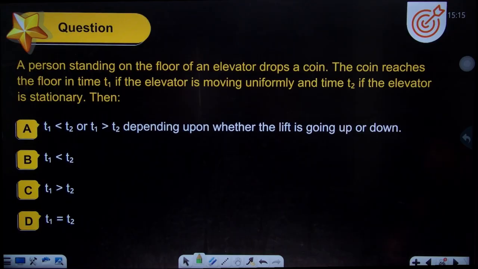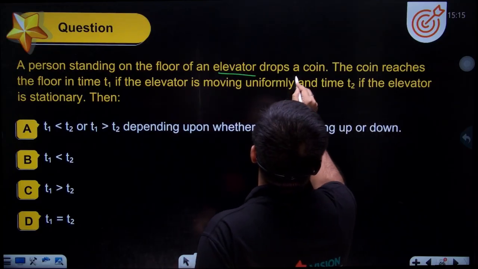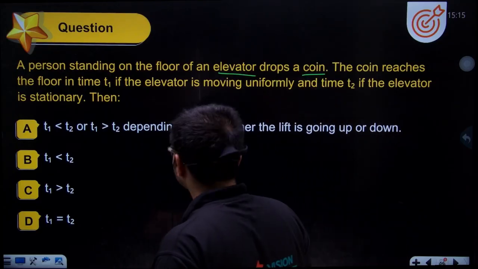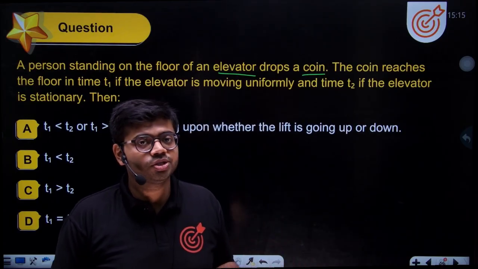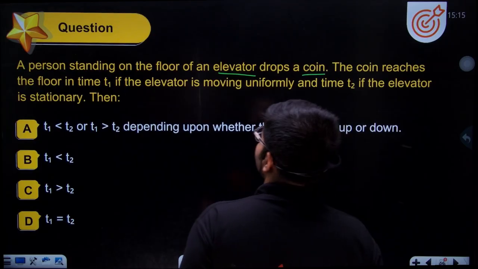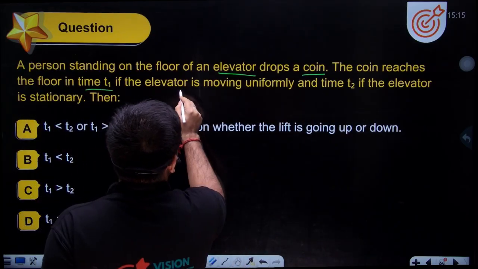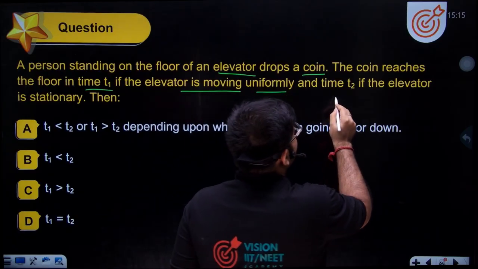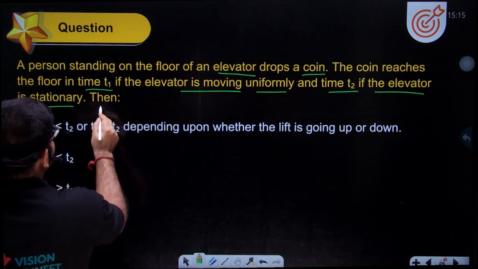A person standing on the floor of an elevator drops a coin. The coin reaches the floor in time t1 if the elevator is moving uniformly, and in time t2 if the elevator is stationary.